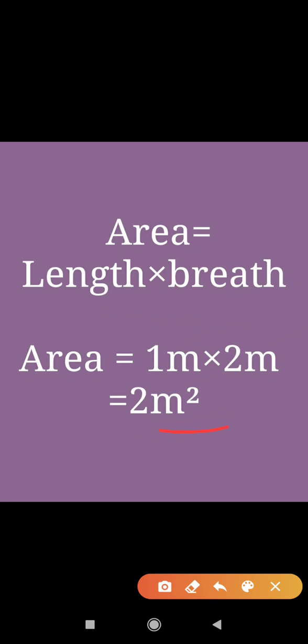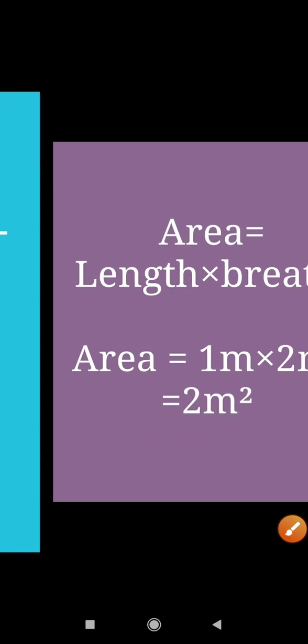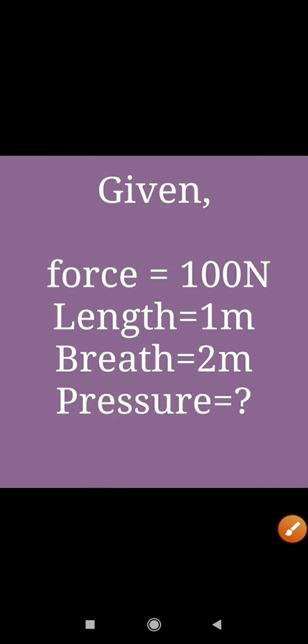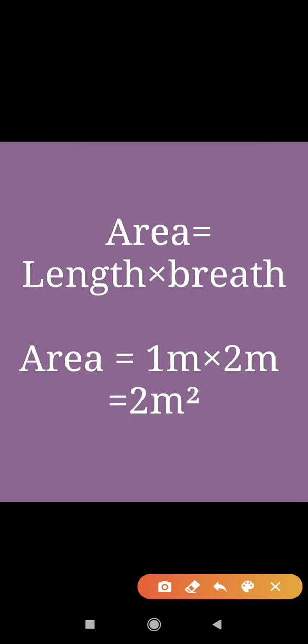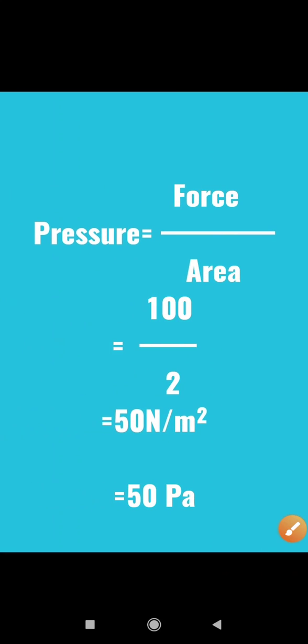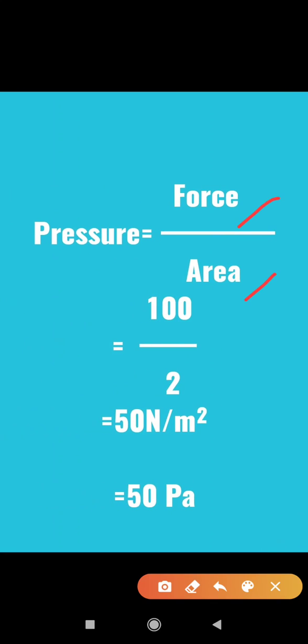Because in pressure we consider the area of the surface in contact, that is why we found the area. After this, we now have force and we have area. Now we will apply the formula: pressure is equal to force upon area.